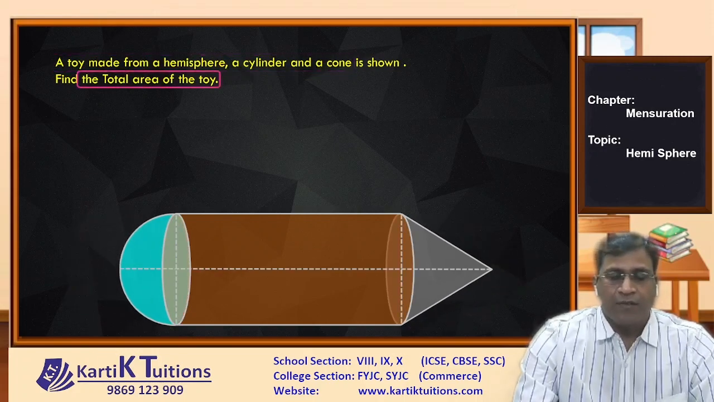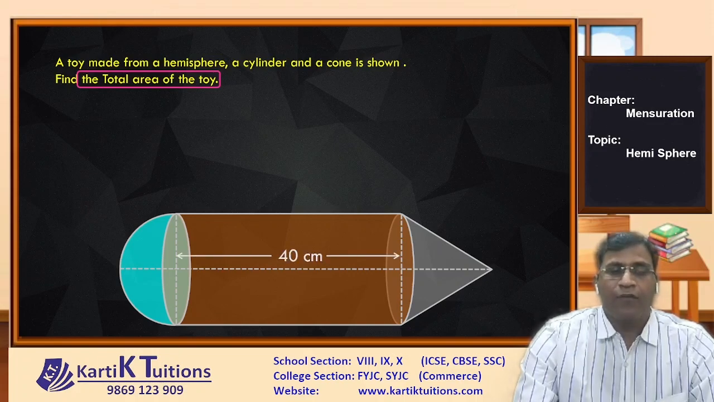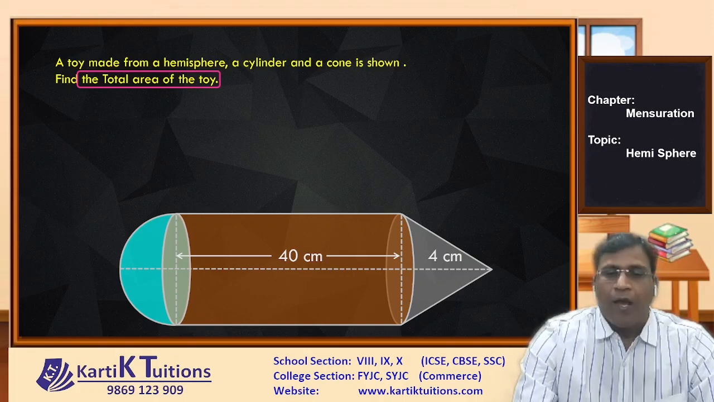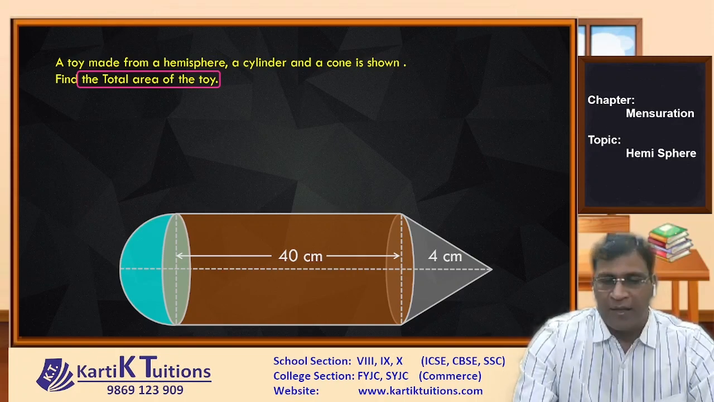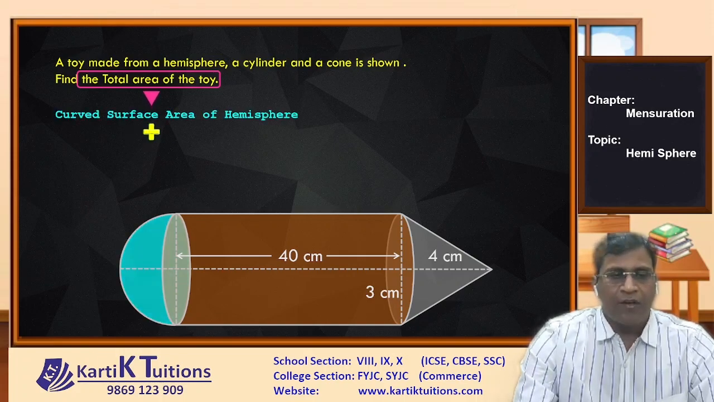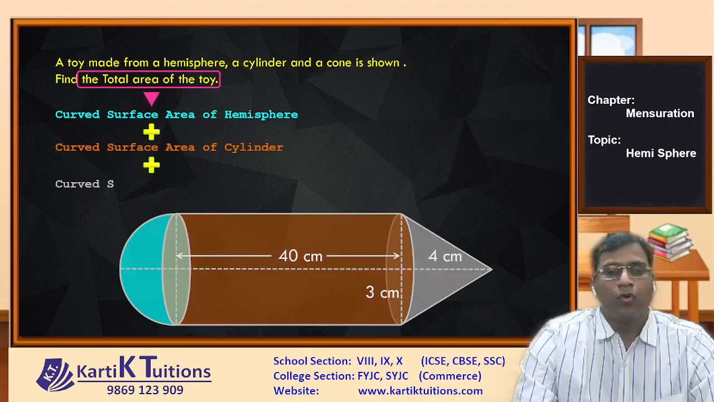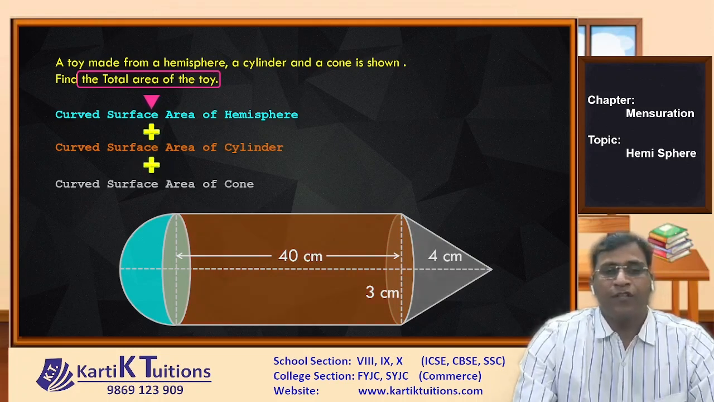So that means सबसे पहले क्या क्या दिया है वो देखो. They have given us the height of the cylinder as 40 centimeter, height of the cone as 4 centimeter, and radius of the cone as well as cylinder as well as hemisphere is given to us as 3 centimeter. तो अभी इसका आंसर कैसे आएगा? सबका टोटल सरफेस एरिया फाइंड करेंगे? नहीं. What we are going to find? We are going to find the curved surface area of hemisphere plus curved surface area of cylinder plus curved surface area of cone. Now let's recheck the formulas.